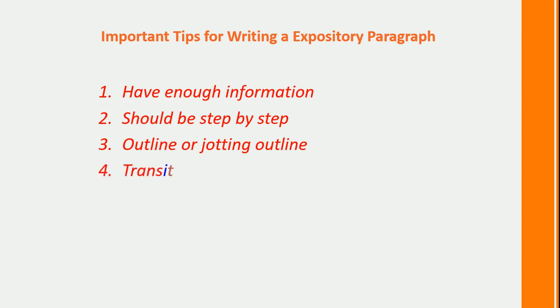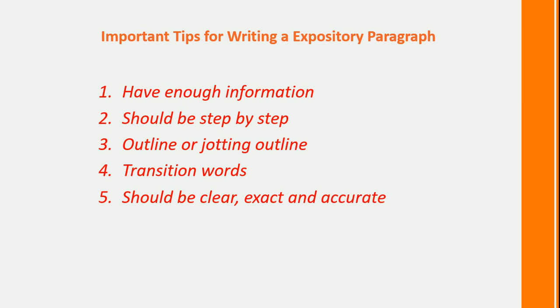You should outline it. Transition words are used, as I said before, in expository paragraphs. Transitional words such as first, second, third, and other transitional words which help us to explain something should be used in an expository paragraph. It should be clear, exact, and accurate. Whatever you explain, you don't have to say something from yourself. It should be based on evidence, right? Or it should be based on your personal experience. It should be clear, exact, and accurate.